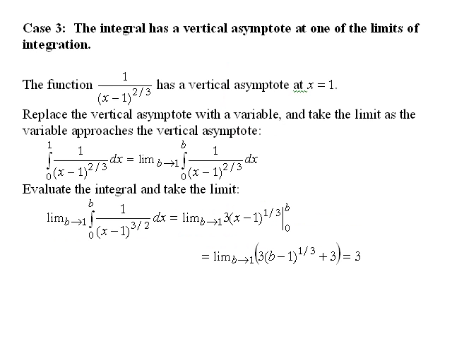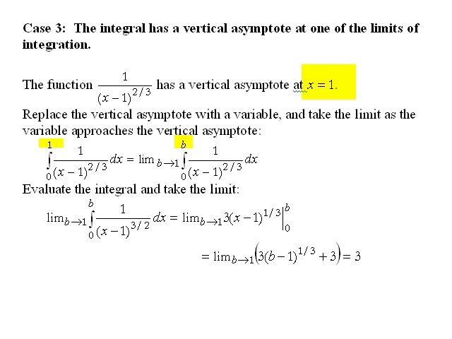Now let's look at the case of an infinite discontinuity or vertical asymptote at one of the limits of integration. So the function we'll integrate here is 1 over (x minus 1) to the 2/3 power. Obviously this has a vertical asymptote at x equals 1. So if one of the limits of integration, in this case the upper limit, is 1, then we replace that 1, the offending limit, by the variable b.